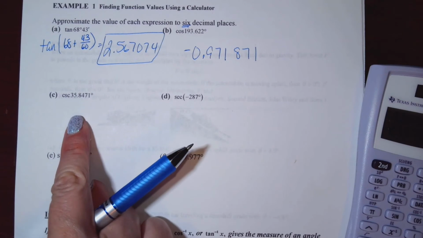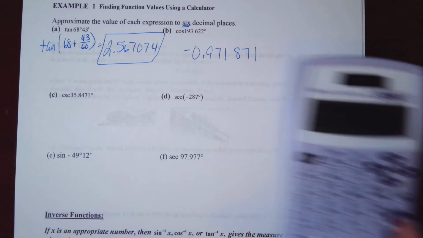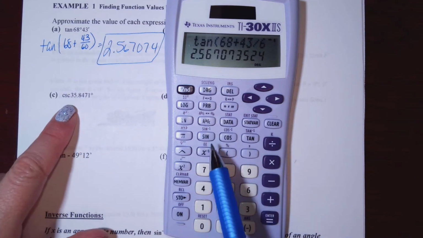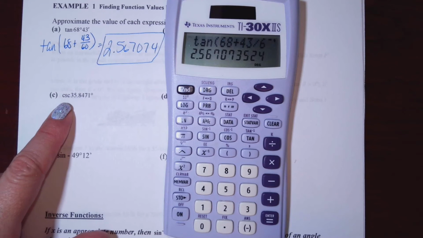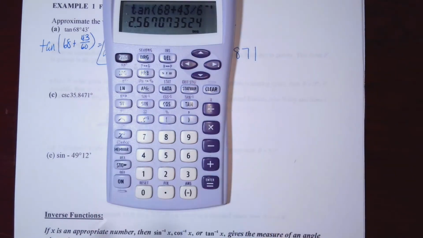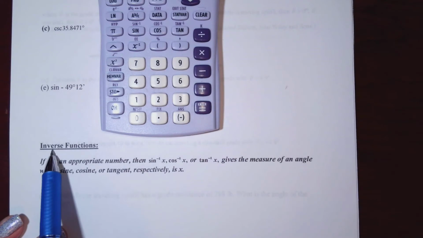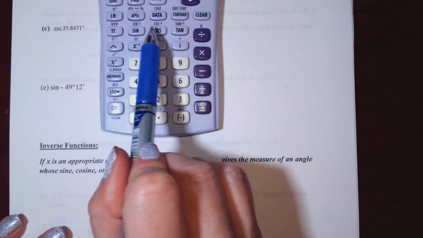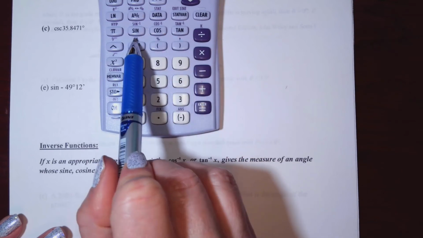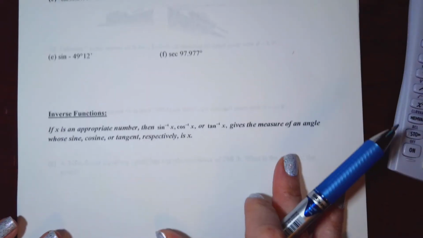Okay, cosecant. I don't have a cosecant function button on my calculator. Cosecant is not the same thing as sine inverse. Cosecant is the reciprocal function of sine. Sine inverse means I'm finding the inverse function value. So let's go ahead and stop and talk about these inverse buttons. Sine inverse, cosine inverse, and tangent inverse show up on our calculator. Those are not reciprocal functions.